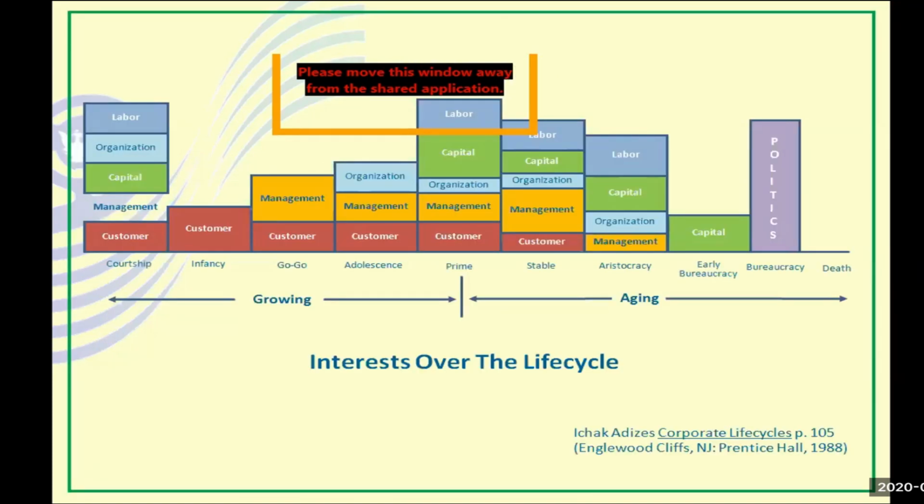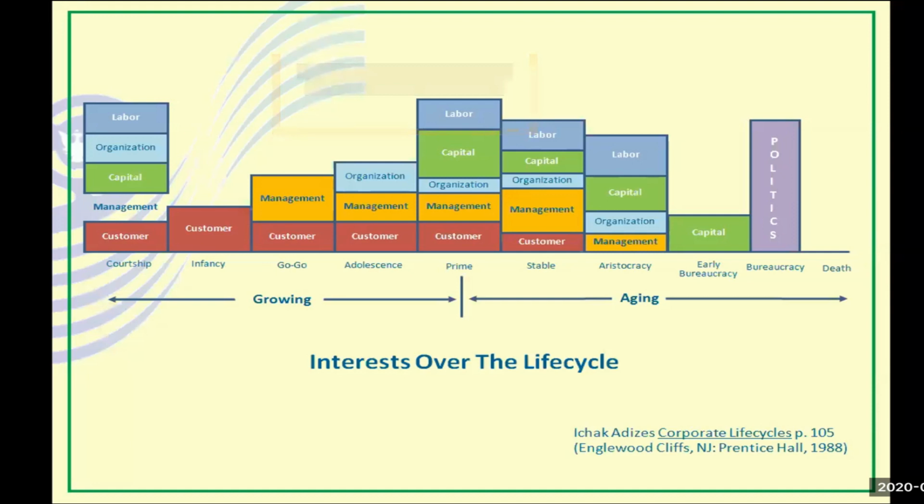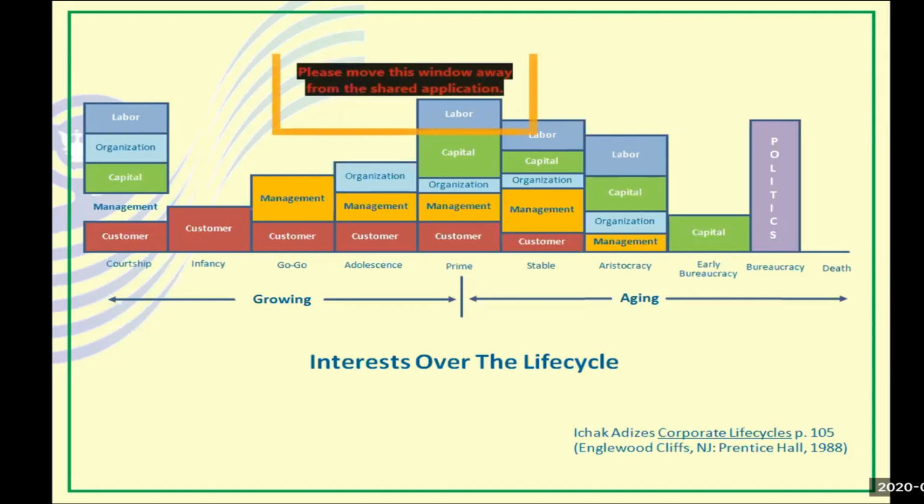Now, this is also another illustration that explains what we are talking about. When it's courtship, it's customer, it's management, it's capital, it's organization, it's labor. At infancy, you must talk to the customers. All the other things are not important. The most important person is the customer, because you are introducing products into the market. When you're introducing products into the market, customer is the most important thing. Everything must be towards the customer. If the customer says yes, then you are done.